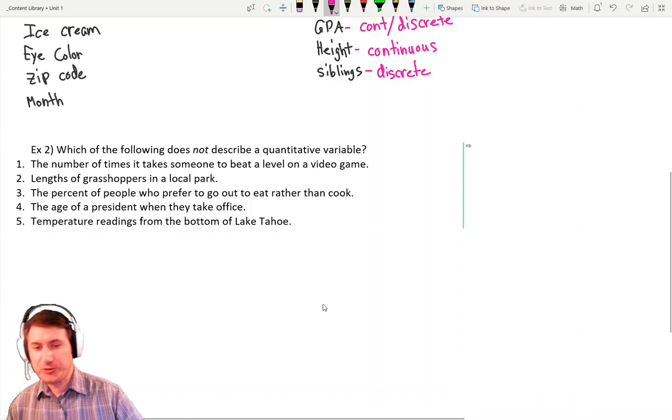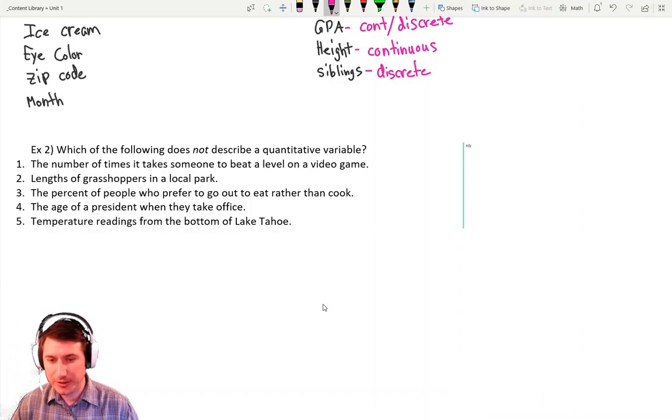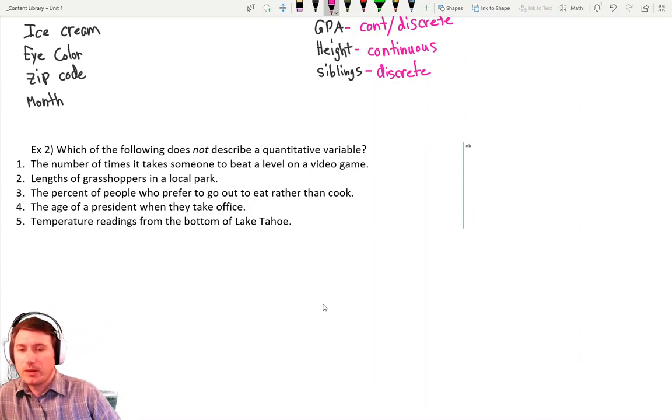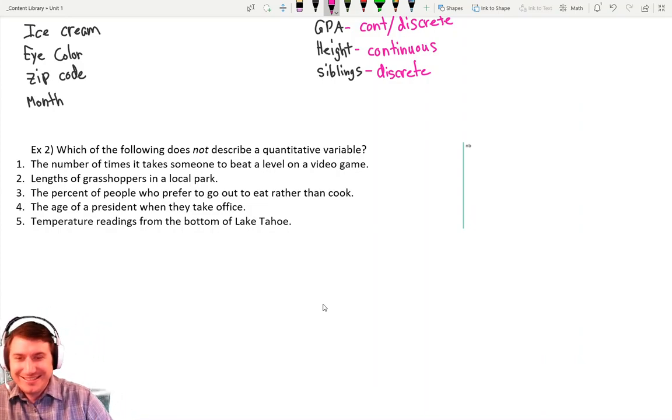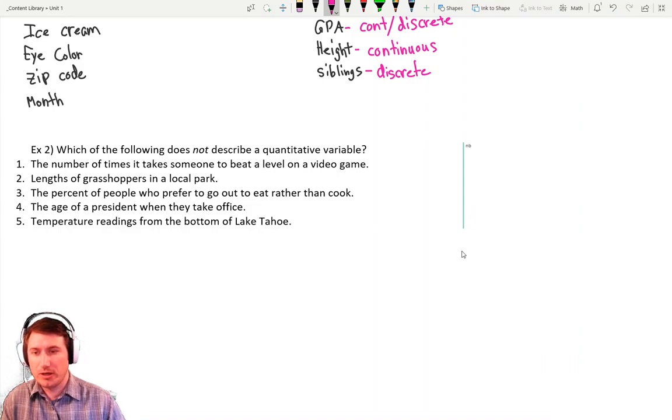Here's one more multiple choice question for you. Again, pause the video, try it out on your own before I do it, and we'll go over it. I don't believe that you've paused it yet. Pause the video. Pause it. All right, now I believe you. Which of the following does not describe a quantitative variable? So which one is categorical? Which one is not quantitative?